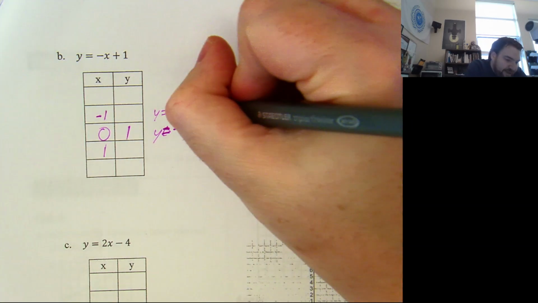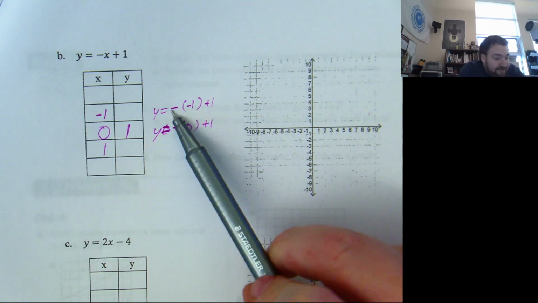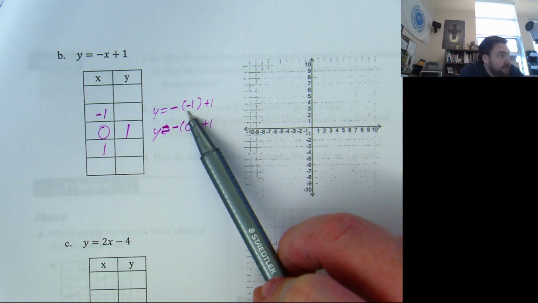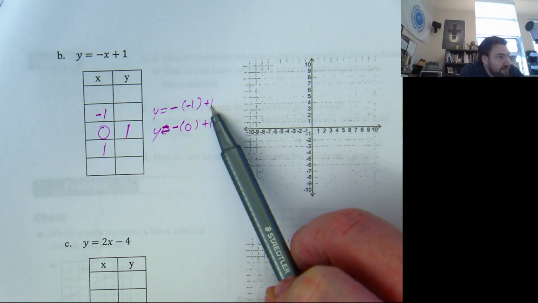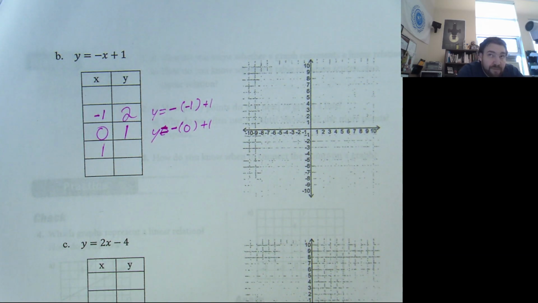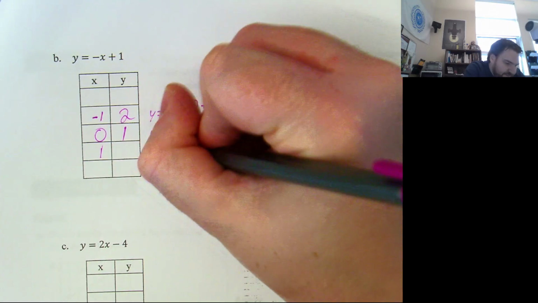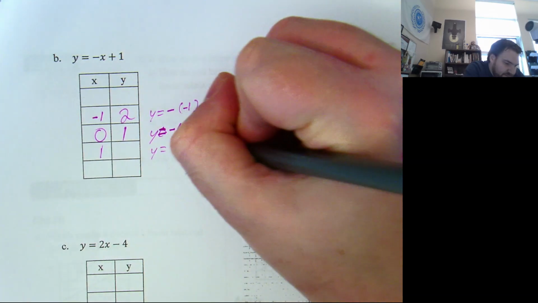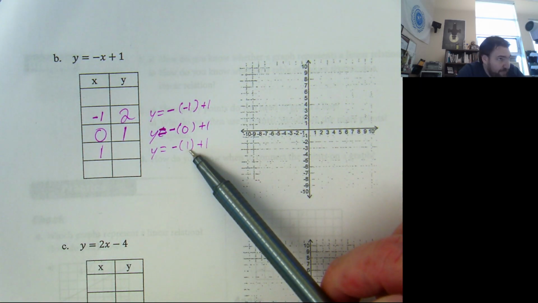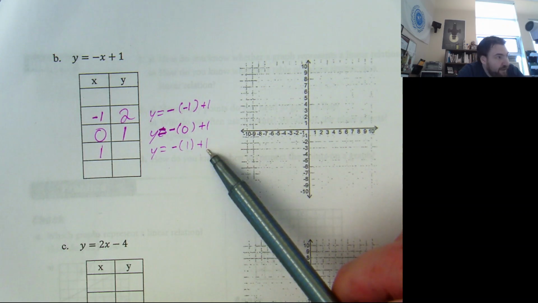So if I plug -1 in here, if I have -1, it's +1. +1 plus 1 is 2. If I do the same thing down here, negative times 1 is -1. -1 plus 1 is 0.